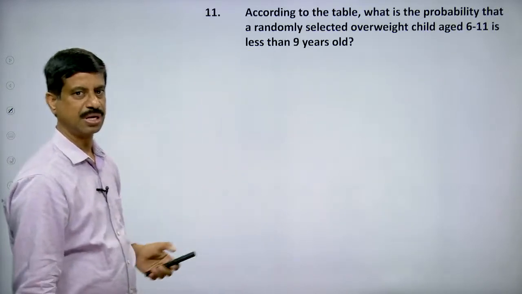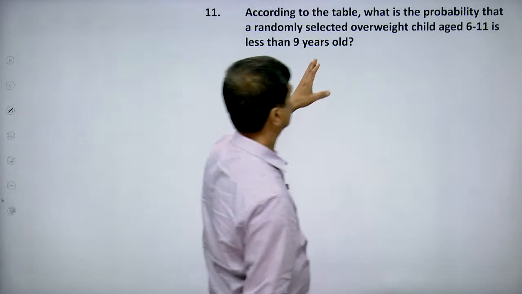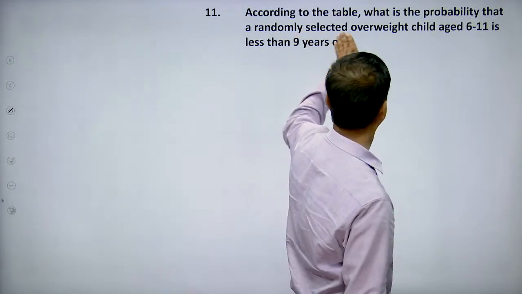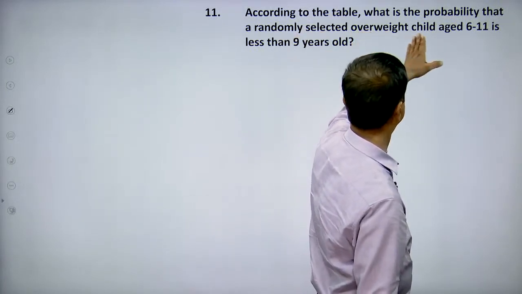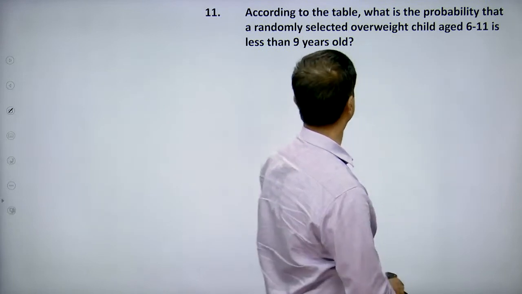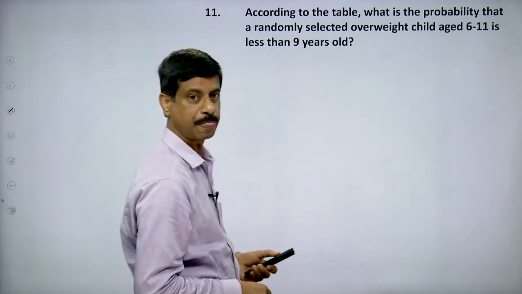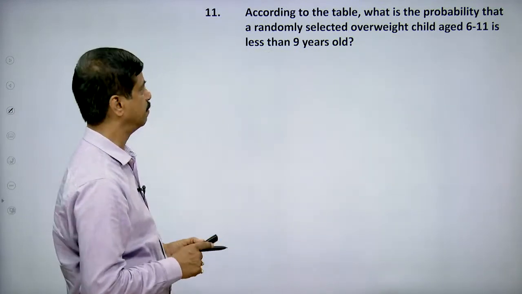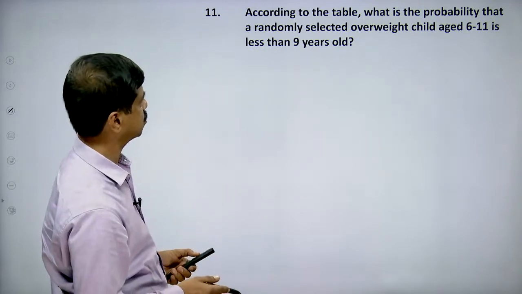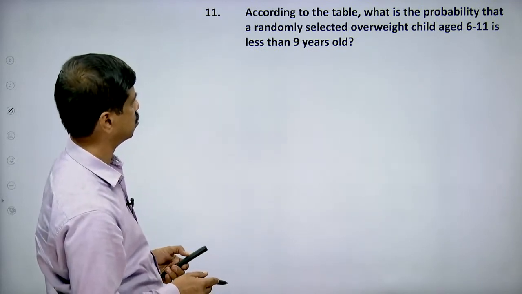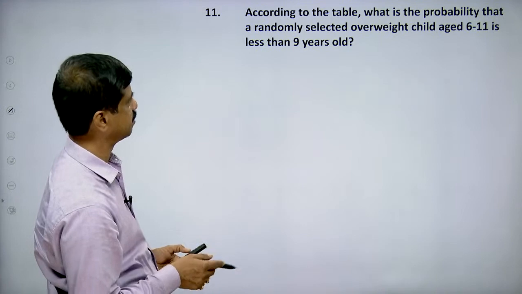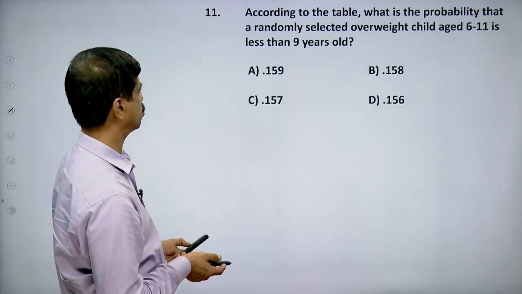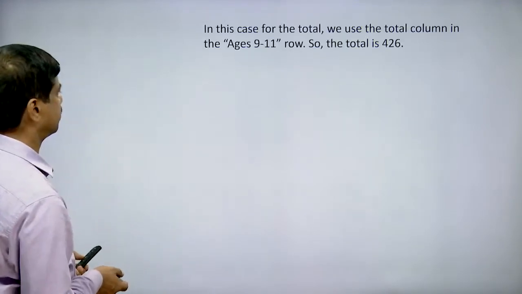This is all same. According to the table, what probability that the randomly selected overweight child ages between 6 to 11 means total he is asking. 6 to 11 less than 9 years old. What is this less than 9 years old? 6 to 11 less than 9 years, 6 to 8 he is asking. So what are there between 6 to 8?